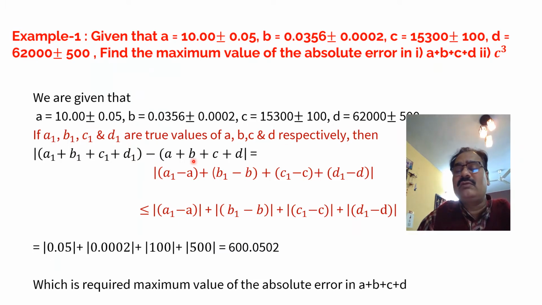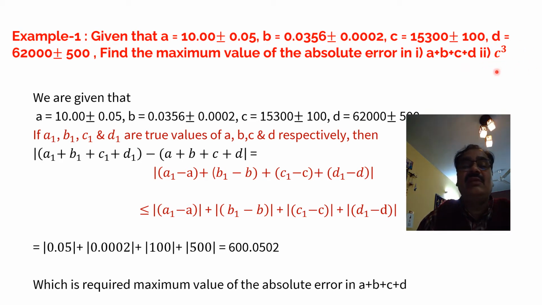Now let us look at a few problems: how you can calculate the absolute error and relative error. The problem is like this. Given that a is 10 plus minus 0.05, b is 0.0356 plus minus 0.0002, c is 15300 plus minus 100, and d is 62,000 plus minus 500, find the maximum value of the absolute error in a plus b plus c plus d, and in the case of c cube. Let us learn this.